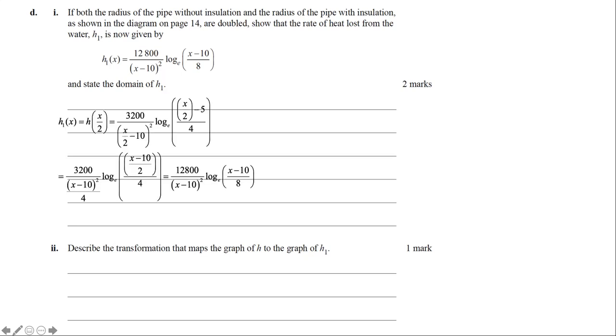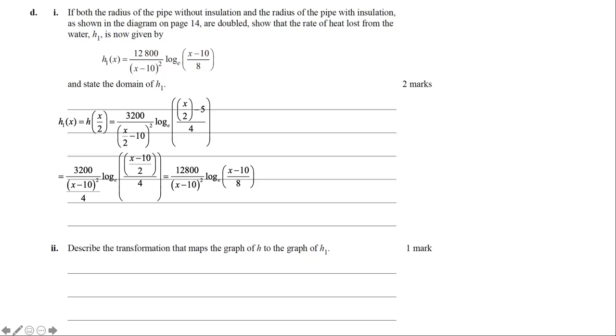If the radius of the pipe with or without insulation is doubled, then you can substitute x over 2 into h, which means your new function will be given by 3,200 divided by x over 2 minus 10 instead of x minus 10. And then the next part, you just need to do some algebraic manipulation.